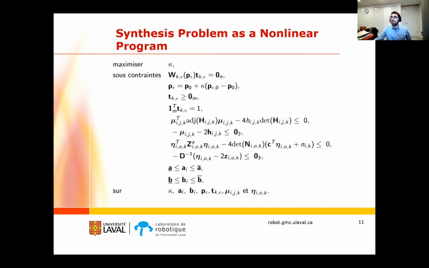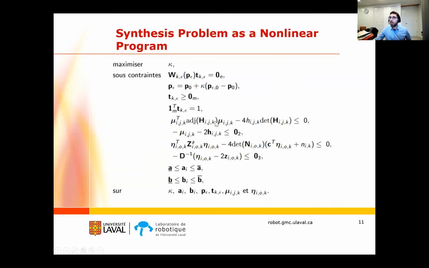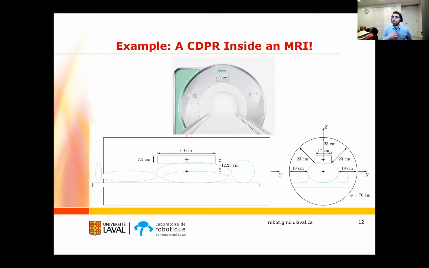So the final shape of the optimization problem is like this. I don't want you to understand everything that's in there, but the conditions to avoid cable collisions are the inequalities right here. So we tried to solve this for an example problem, and this is not published yet. We hope to publish it soon.